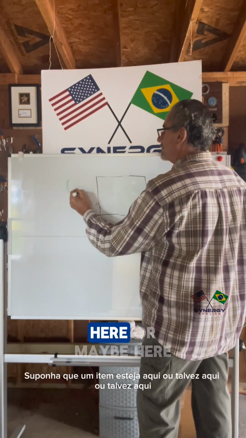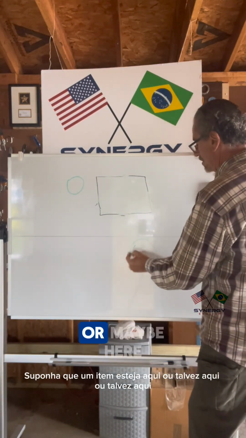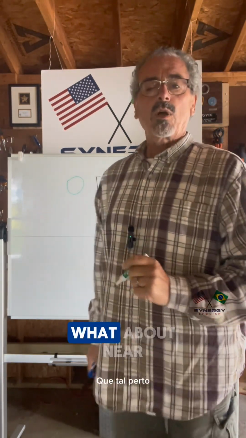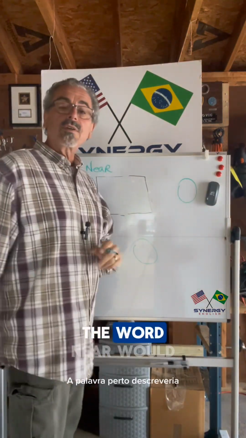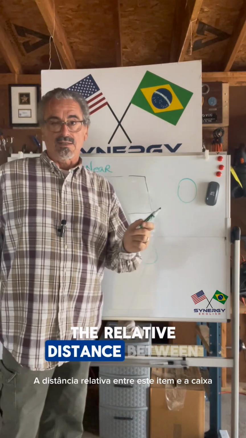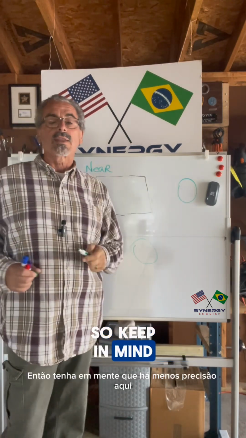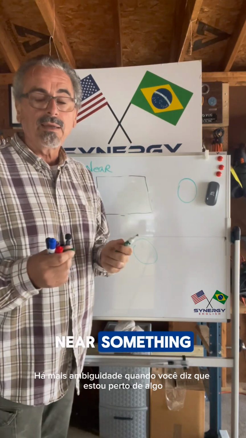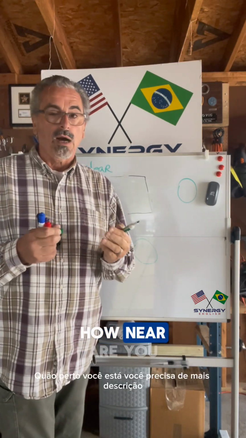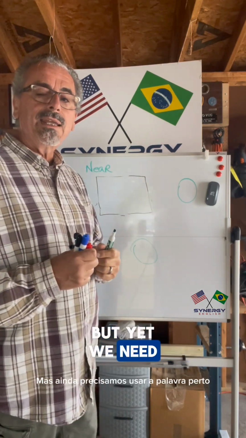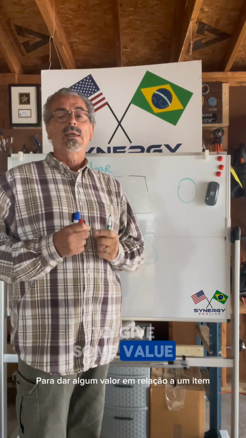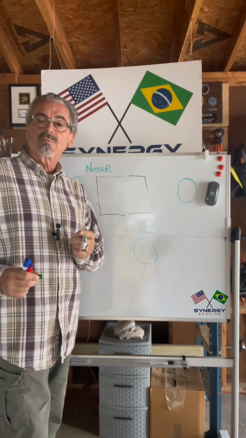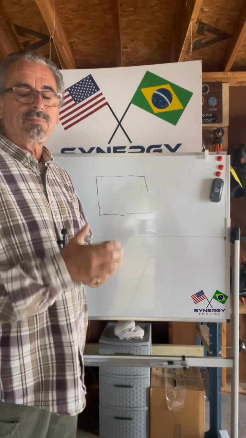Suppose an item is here, or maybe here, or maybe here. What words can we use to describe those locations? What about near? Near. The word near will describe the relative distance between this item and the box. Now keep in mind there's less precision here. There's more ambiguity. When you say I am near something, somebody may ask you, well, how near are you? You need more description. But yet we need to use the word near to give some value in relation to an item. These items are near the box.